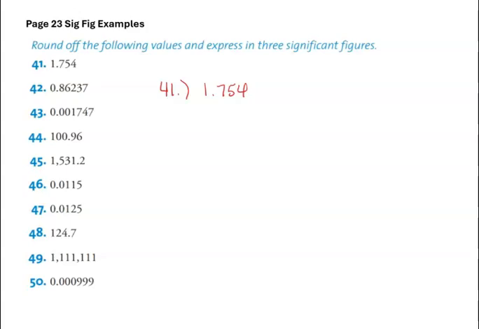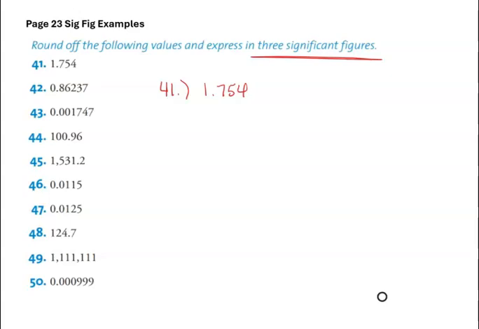So let's look at several examples. These are from page 23 in your textbook. Let's read our directions. We're going to be rounding off the following values and expressing them in three significant figures. So let's look at number 41 first. It gives us 1.754, and they want us to decide what's three significant figures of that number.